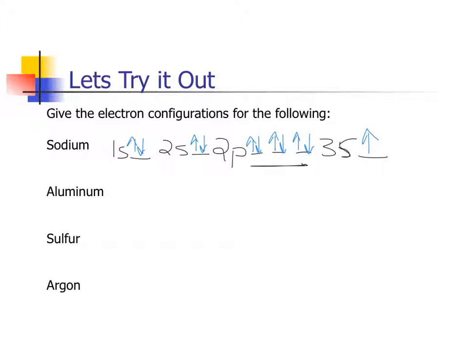Now many books, I'm going to use this as an opportunity to transition into the other way, is these arrows are very difficult sometimes to write. And so in some cases they will use superscripts to represent the number of arrows. And so a lot of times if you look them up in a book, you're actually going to see 1s2, 2s2, 2p6, and then a 3s1.